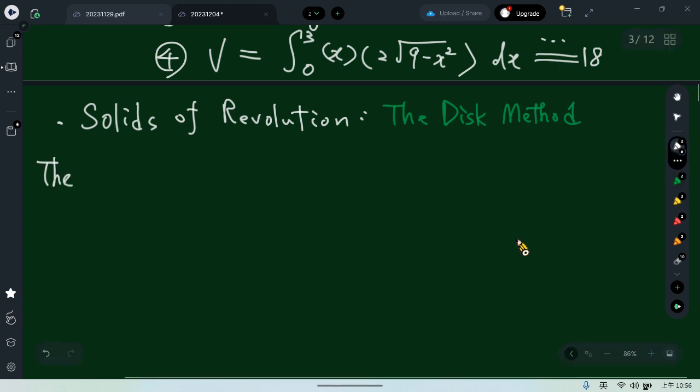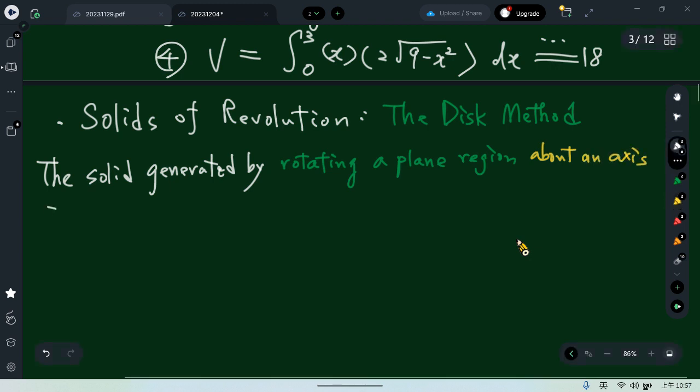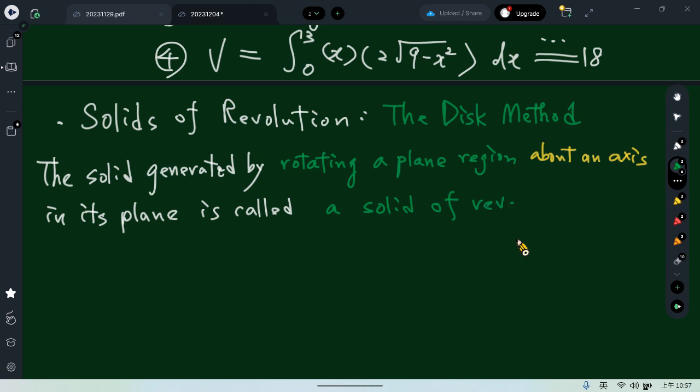So the solid generated by rotating a plane region about an axis in its plane is called a solid of revolution. Why is that?